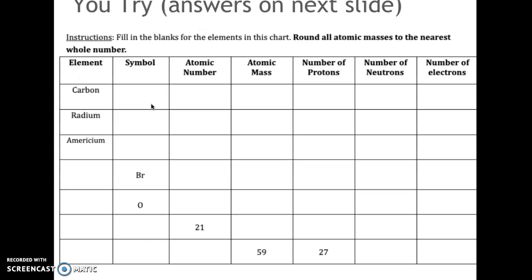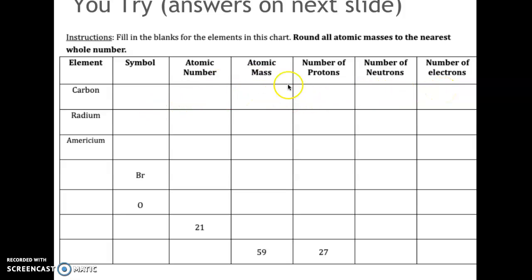Okay, so here's a table to practice. What you're going to do is you're going to fill in these blanks for all of the items here. So carbon, you need to figure out its symbol, its atomic number, its mass. Don't forget to round this to the nearest number. And then from these two numbers, find the number of protons, number of neutrons, and number of electrons.